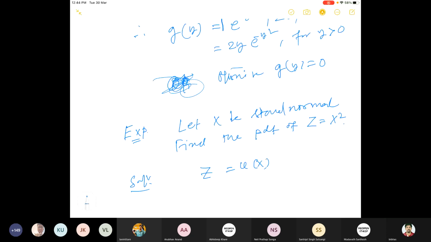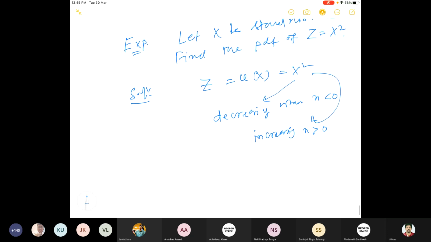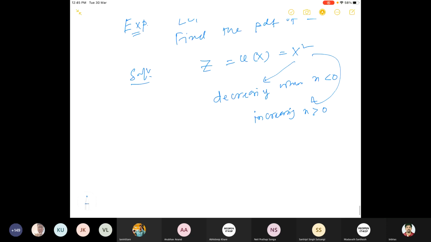This is decreasing when the small x is less than 0, and this is increasing when x is bigger than 0. So the problem is we cannot use the formula from Theorem 1 directly to calculate the PDF of z.